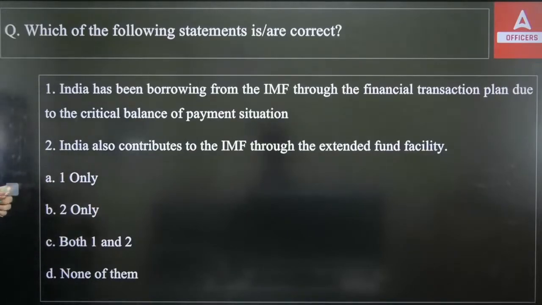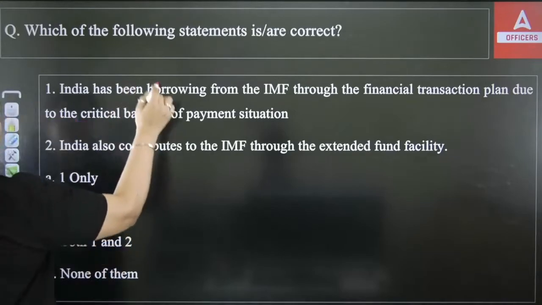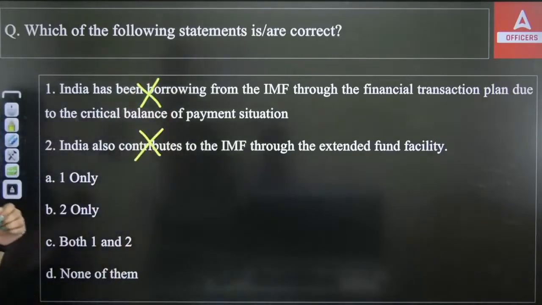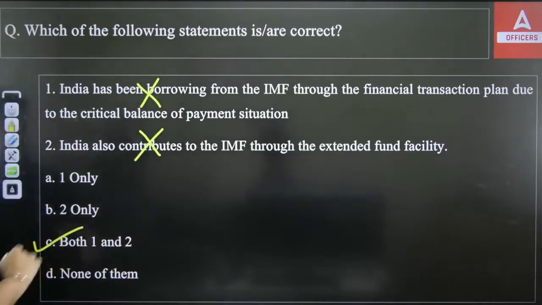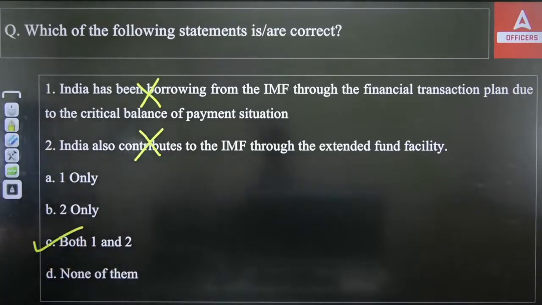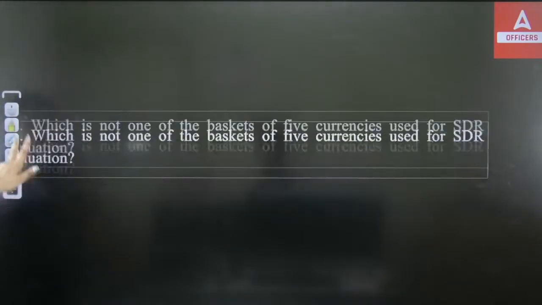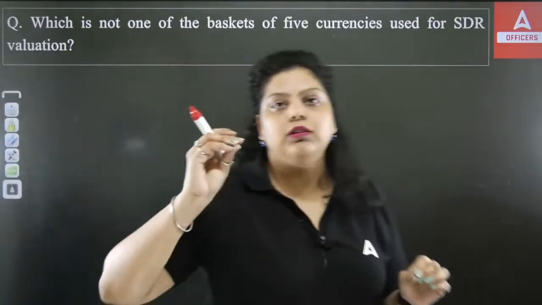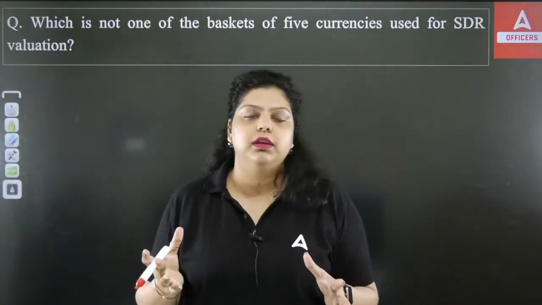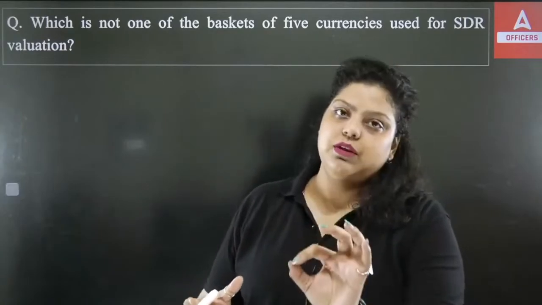So what will be the right answer here? Both the statements are wrong in context of IMF. That's why the right answer will be both 1 and 2. Clear? So this is the right answer. So if I'm talking about SDR, do make sure, and if I talk about the IMF quotas of members, they will be reviewed once in every 5 years.